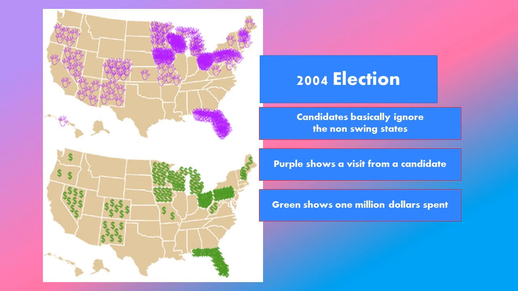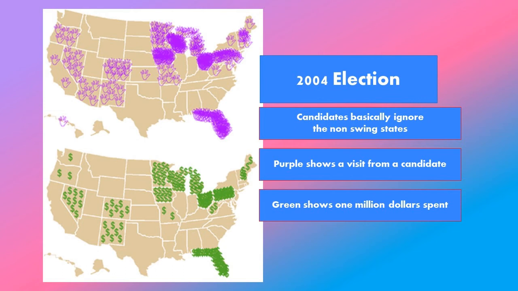It's an older election, but the purple spots where you see a purple hand represent a candidate visiting the state. If you see a green dollar sign, that represents a candidate spending $1 million in that state. If you look at these maps, this represents visits and money spent on advertising and campaigning. You'll see that the majority of the states in the country get ignored, right? In the case of this election, there were nonstop visits to Ohio and Florida, to Wisconsin and Iowa and Pennsylvania. You'll see that so much money was spent in Florida and Pennsylvania and Ohio.